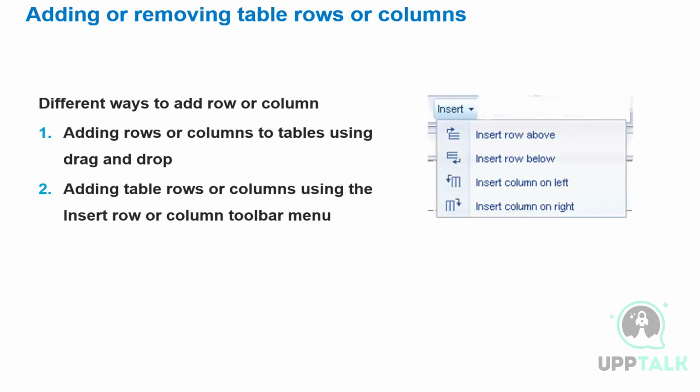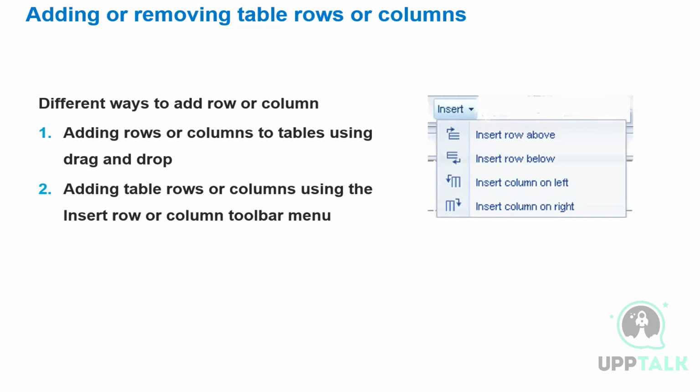Adding or removing tables, rows, or columns. There are different ways to add rows or columns to a table. We can add them by using drag and drop of the object, or the insert row or column toolbar. We have insert row above, insert row below, insert column on the left, and column on the right. We can add more rows and columns to use for some other logical requirement.